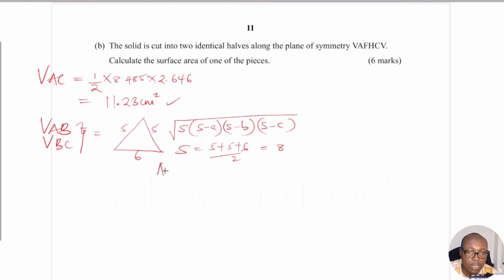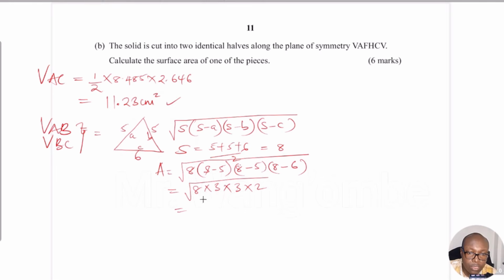So now the area will be given by S, which is 8, then S minus one side, which is 5, then 8 minus the other side 5, then 8 minus the other side 6. This is side A, this is side B, this is side C. And then you get the square root of that. So this one will give 8 times 3 times 3 times 2. You get the area of that.